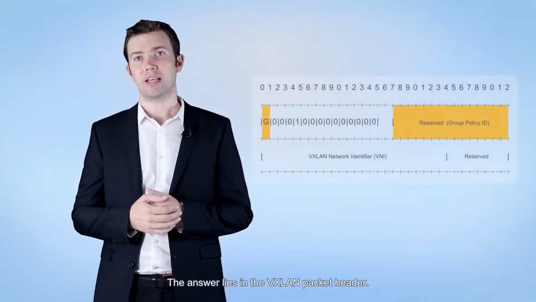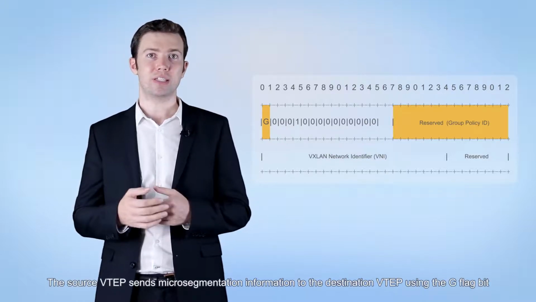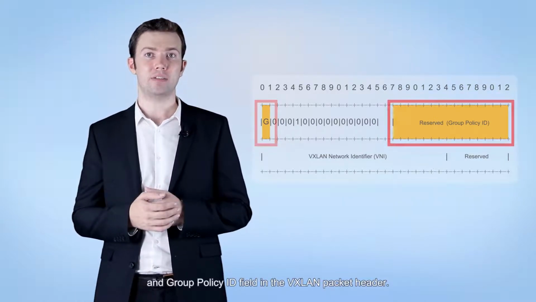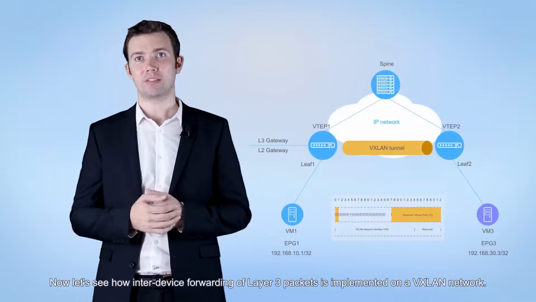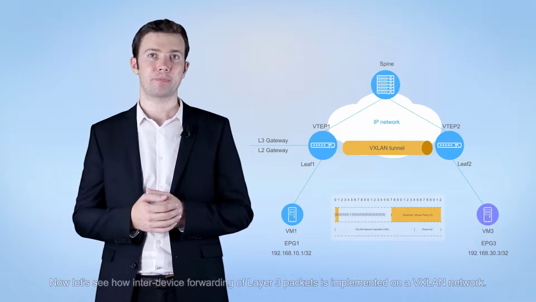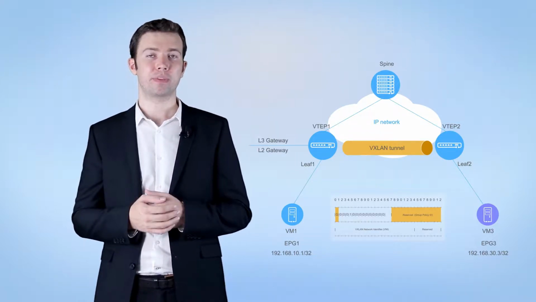The answer lies in the VXLAN packet header. The source VTEP sends microsegmentation information to the destination VTEP using the G flag bit and group policy ID field in the VXLAN packet header. Now, let's see how inter-device forwarding of layer 3 packets is implemented on a VXLAN network. The following applies if VM1 wants to access VM3.